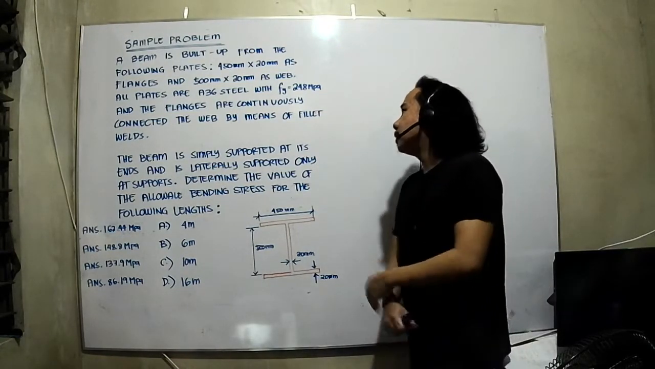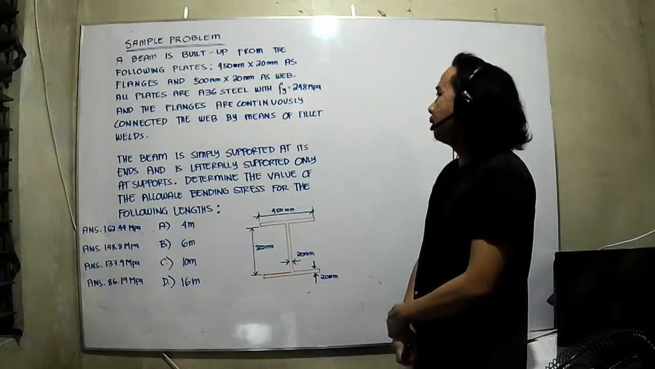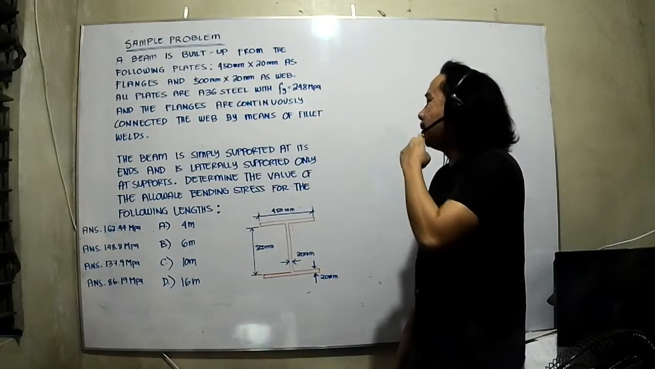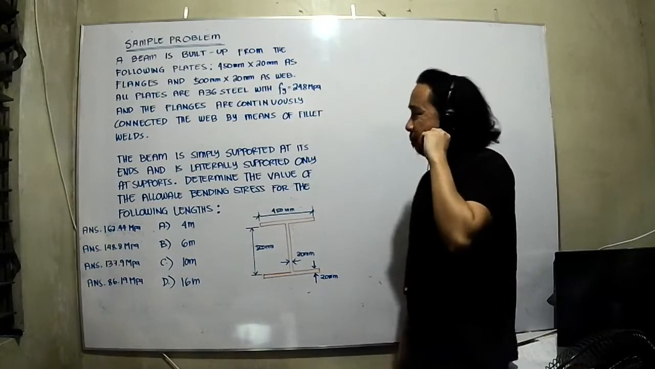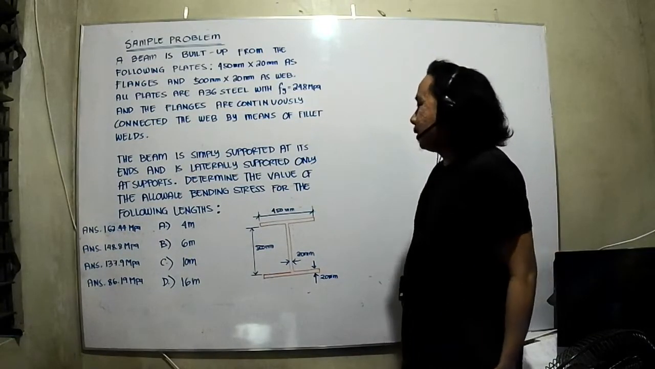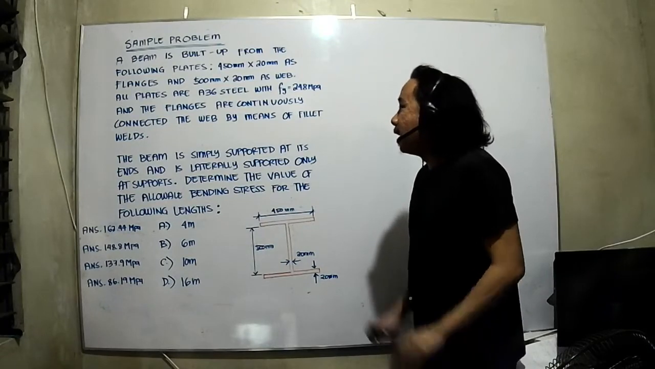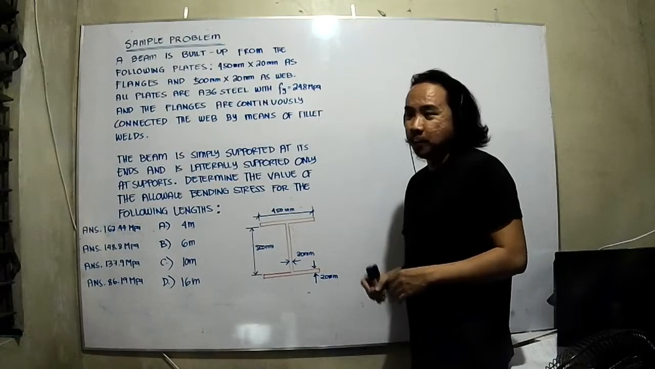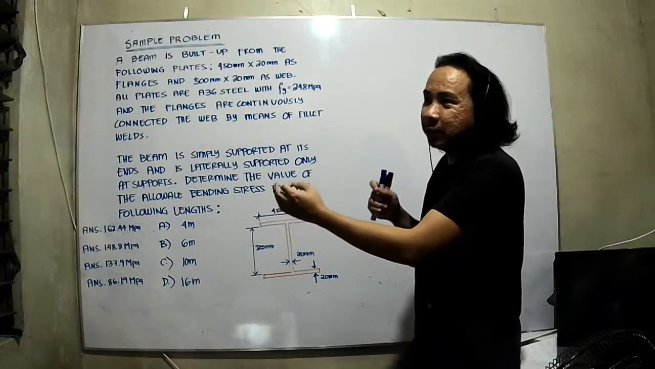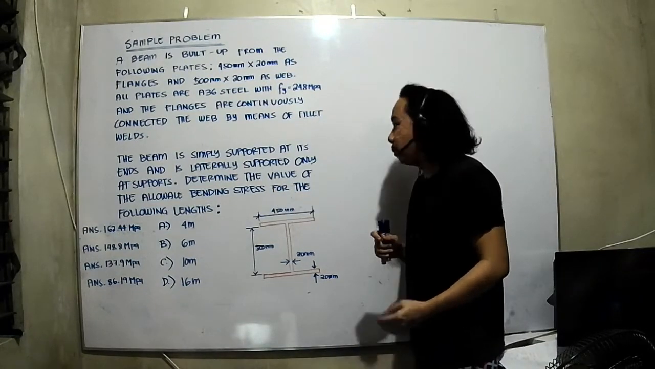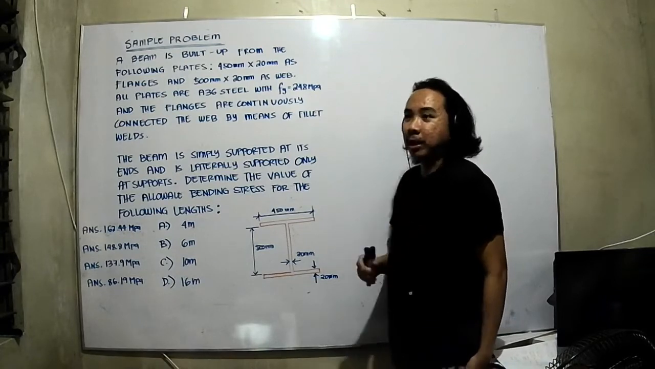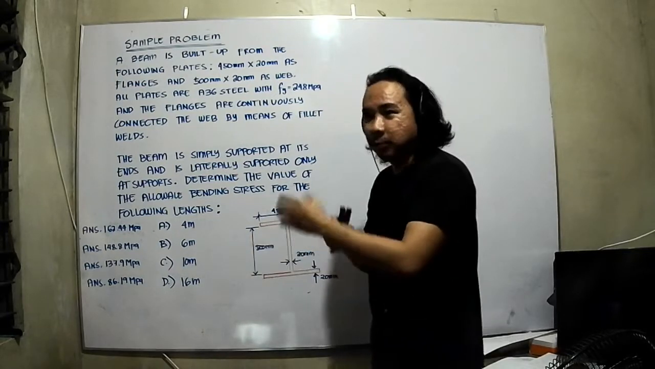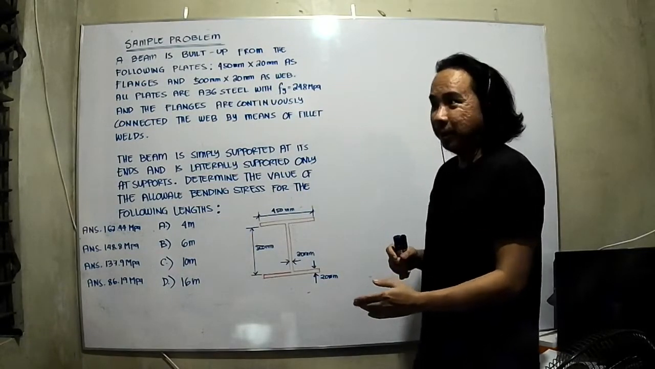And the flanges are continuously connected to the web by means of fillet welds. The beam is simply supported at its ends and is laterally supported only at supports. Okay? So the lateral support is only at the ends of the beam. There is nothing in between. So effectively, the length of the beam is the LB.